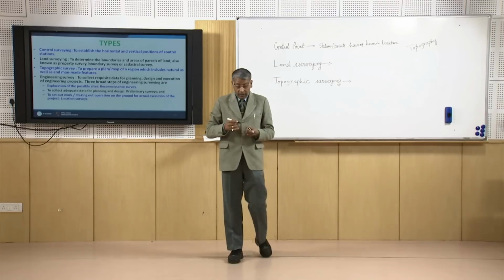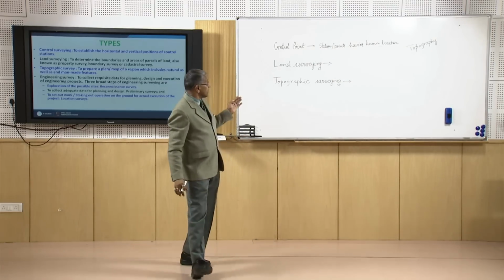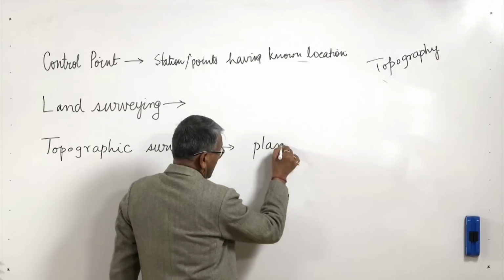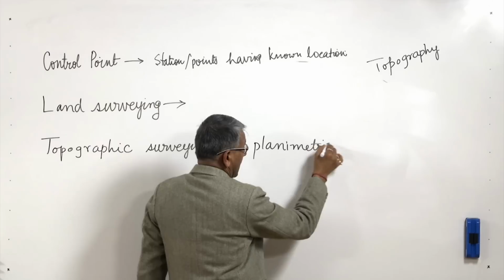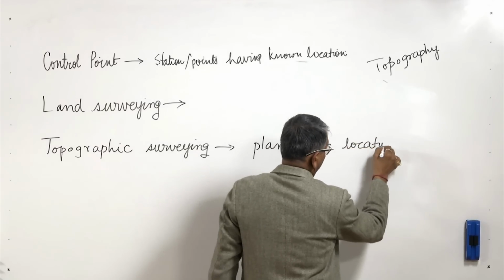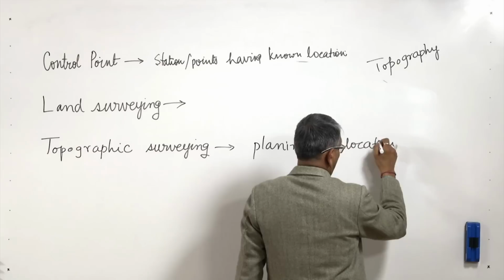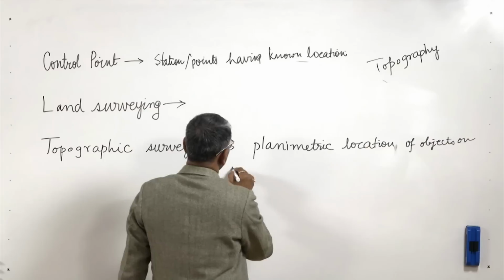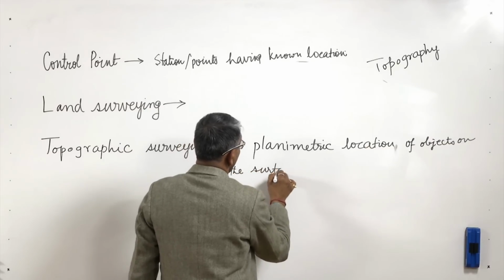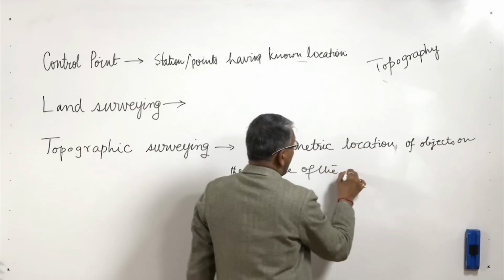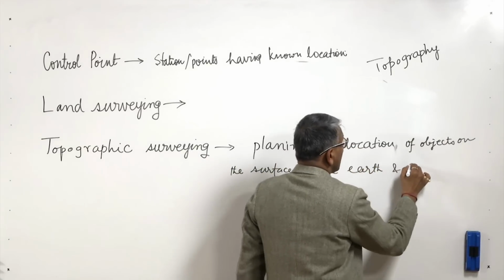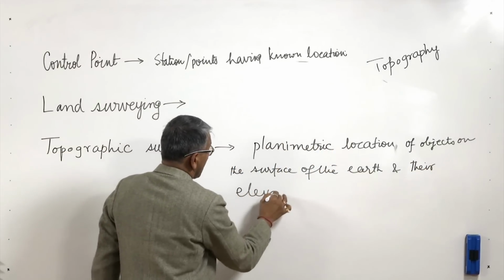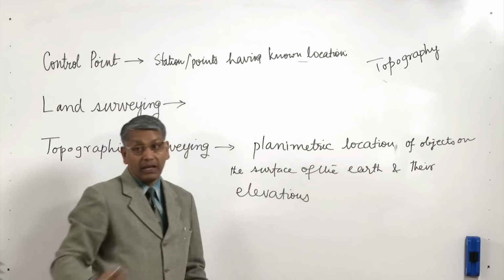As I already told you, in topographic surveying fundamentally we go for planimetric positioning or planimetric location of objects on the surface of the earth and their elevations along with many other elevations.